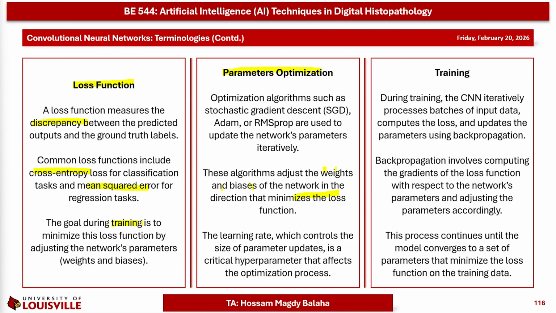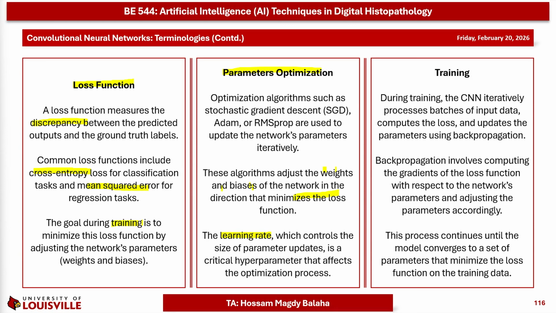These optimization algorithms have something called learning rate, and the learning rate controls the size of parameter updates, and it's a critical hyperparameter which is predefined before starting the training that will affect the optimization process. If we applied a very high learning rate, we may miss the minimum point or minimum loss value. And if you applied a very small learning rate, it will take much more time to reach the optimal point. So depending on the application, we try to find the most reasonable learning rate.